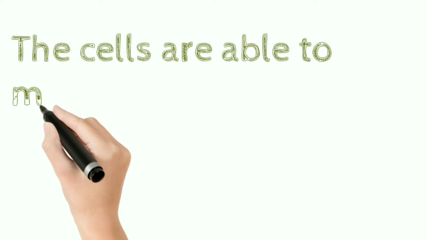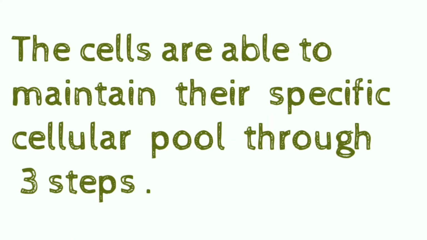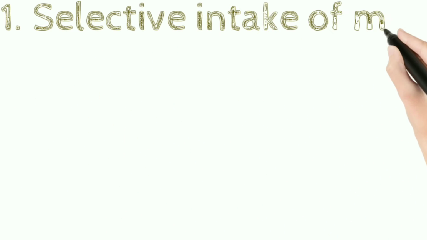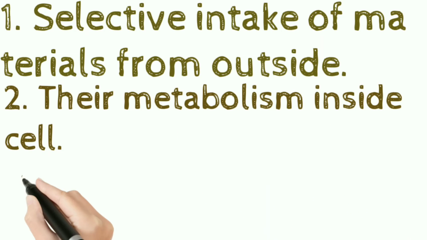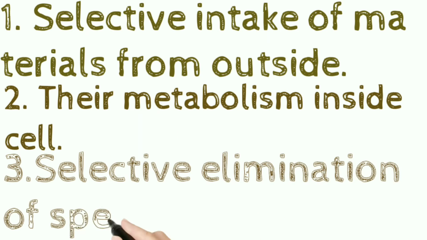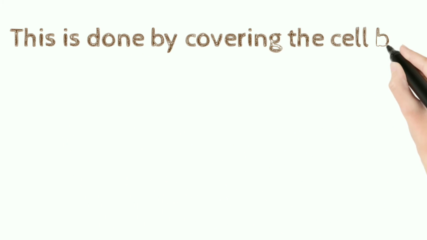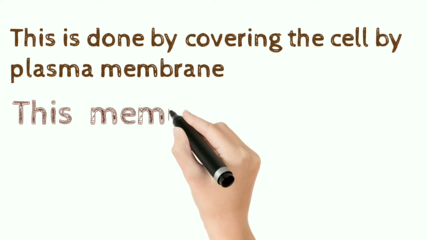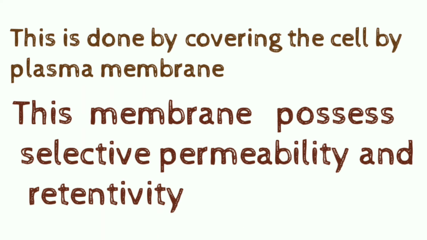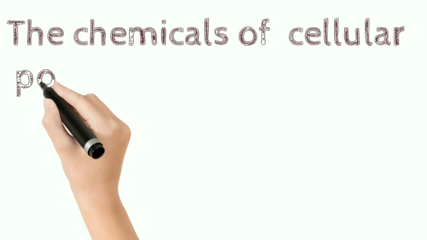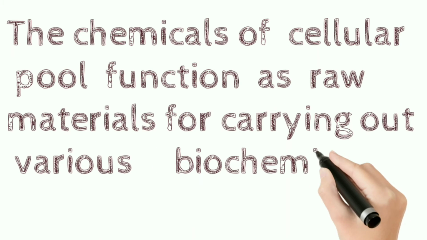The cells are able to maintain their specific cellular pool through 3 steps. 1. Selective intake of materials from outside. Point 2. Their metabolism inside the cell. Point 3. Selective elimination of specific chemicals. This is done by covering the cell with a plasma membrane. This membrane possesses selective permeability and retentivity. The chemicals of cellular pool function as raw materials for carrying out various biochemical reactions of the cell.